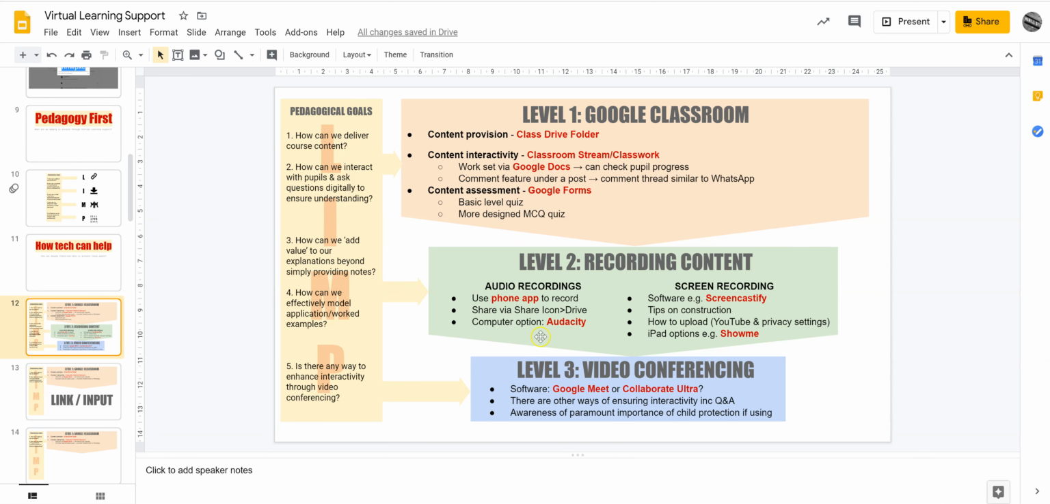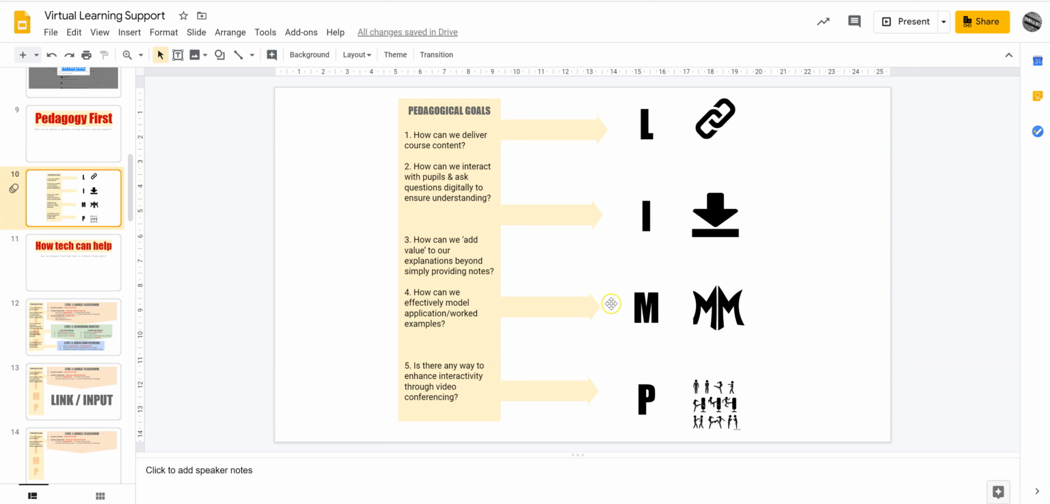So the idea behind this with the video conferencing is about this enhancing the interactivity. So in particular, I can model the application of the new content, and the students can practice it, and crucially I can see them practice it, I can interact with them as they practice it, and I can give them feedback on that, all with the view of trying to secure and enhance their grasp and their knowledge of this content.